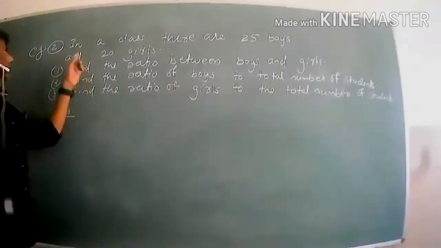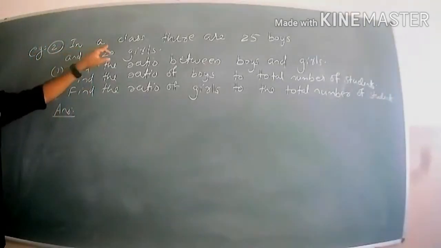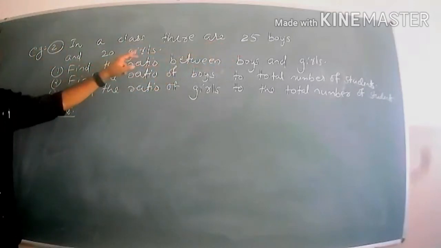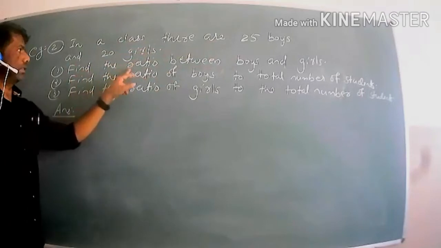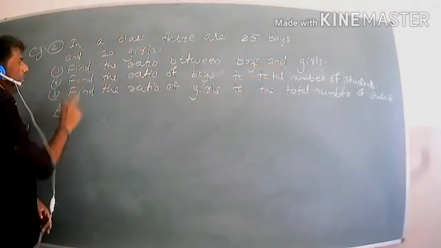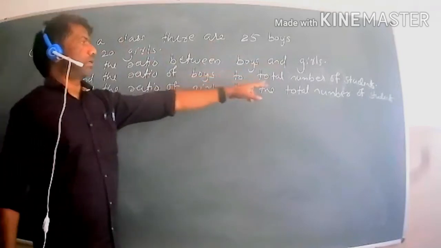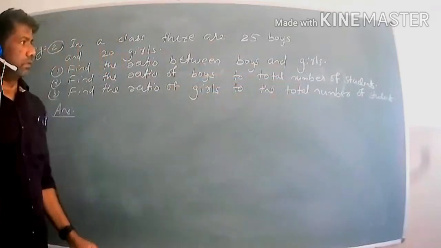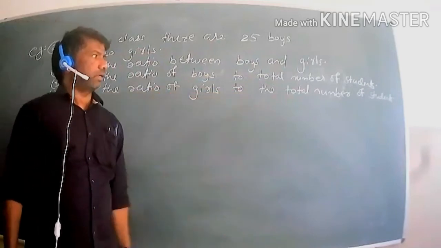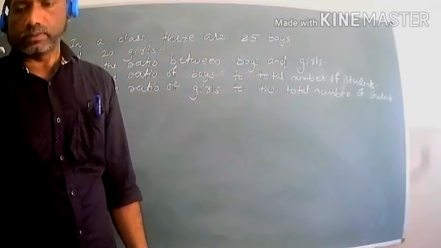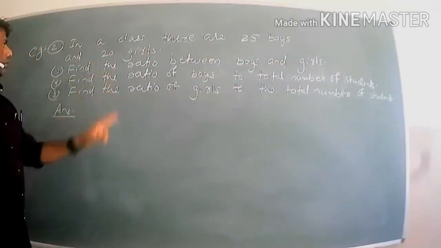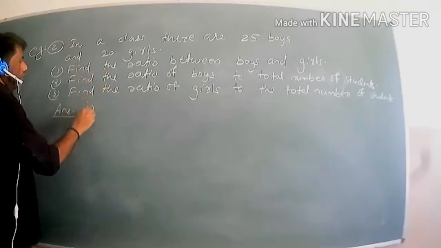Here is another example. Example 2. In a class, there are 25 boys and 20 girls. Find the ratio between boys and girls. This is the first question. Second, find the ratio of boys to the total number of students. Third one, find the ratio of girls to the total number of students. So these are the three questions to be solved. Very easy.